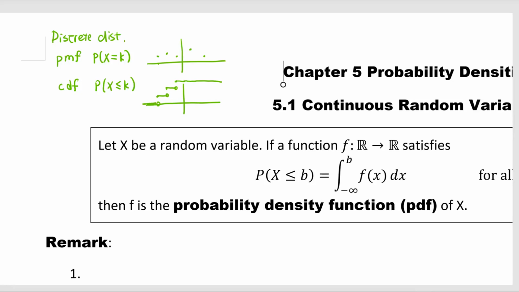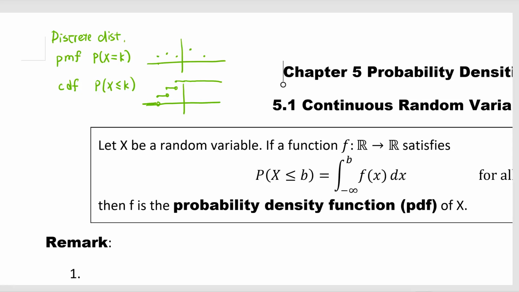But such as time and weight, we can have 5.2 minutes, or we can have 14.3 pounds. Those numbers don't necessarily have to be integers. So those can be continuous random variables. Today we will talk about the definition of continuous random variable.